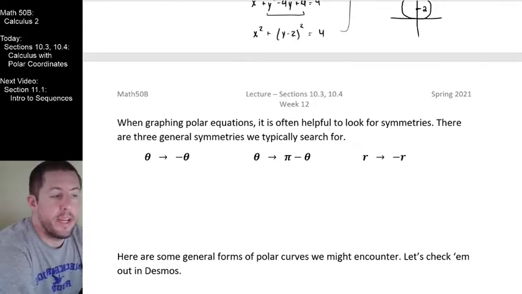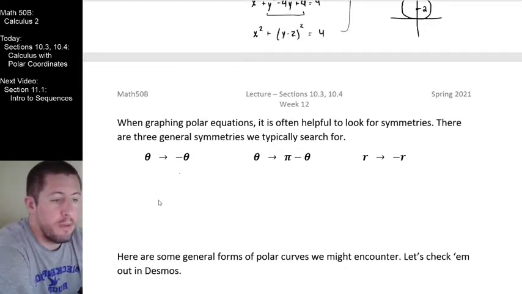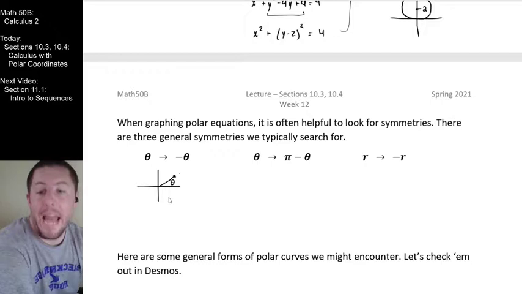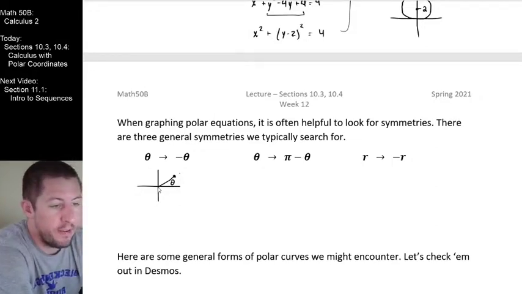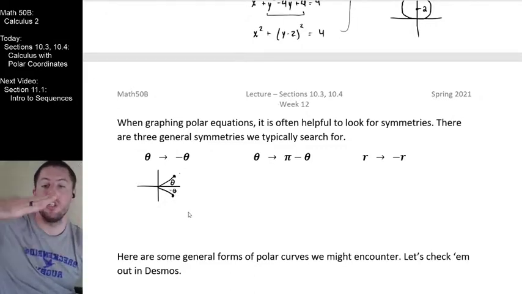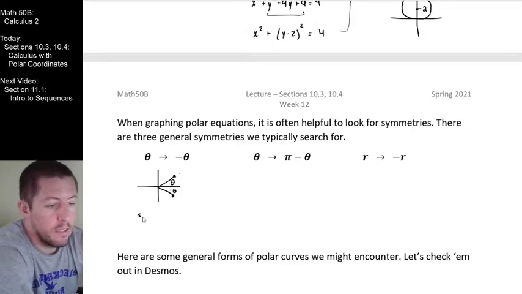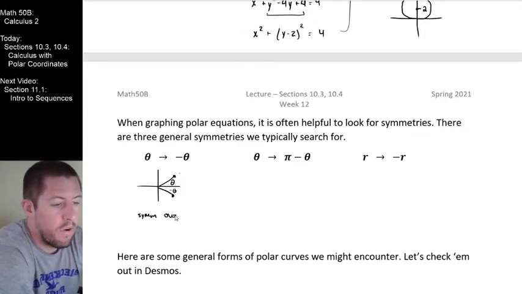So one symmetry we can see is if we can swap all of our theta terms to be negative theta terms, then this should help us determine, do we have symmetry? Well, what symmetry would this be? I think in my diagram right here, if I look at a point in space that I've rotated through an angle of theta to arrive at, what happens if I instead rotate negative theta as my angle? Well, what we can see is that these 2 points are a reflection of one another over the x-axis. So here we get symmetry over the x-axis.